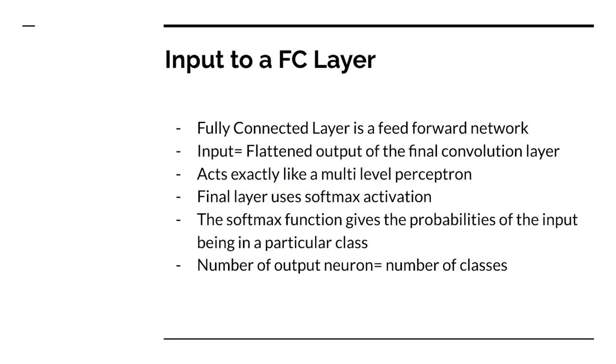The final layer uses softmax activation. The softmax function gives the probabilities of the input being in a particular class. Now, this will be more clear in the next few slides, but essentially, if you have output neurons corresponding to different types of numbers, and say your input image was the number 4, then the neuron corresponding to 4 will have the highest activation, if trained correctly, that is, and will help you predict your output correctly. Now, the number of output neurons is equal to the number of classes.